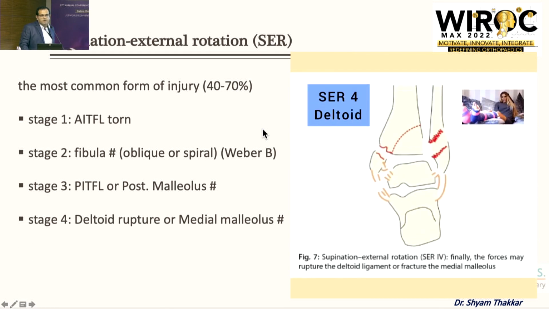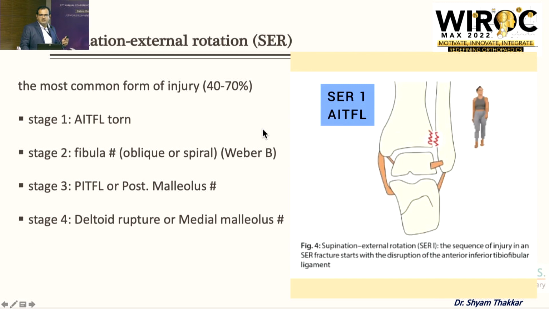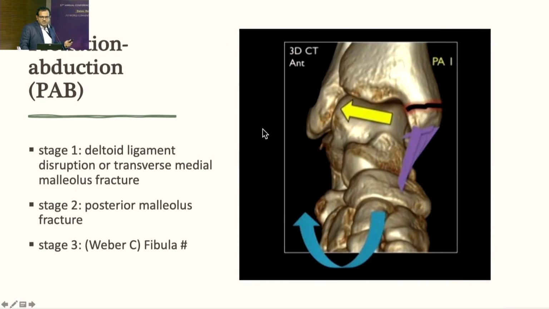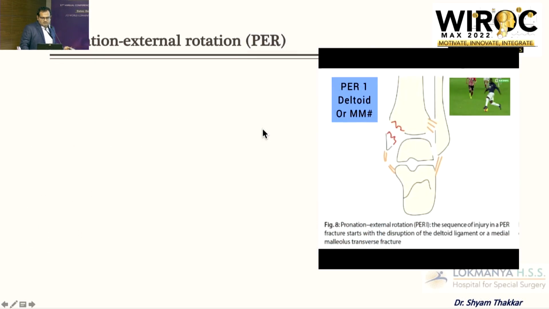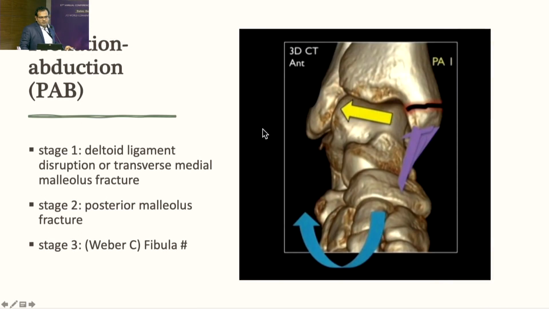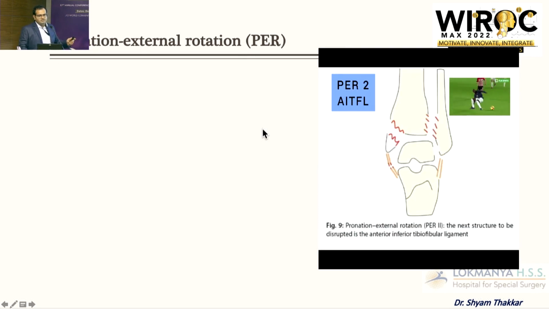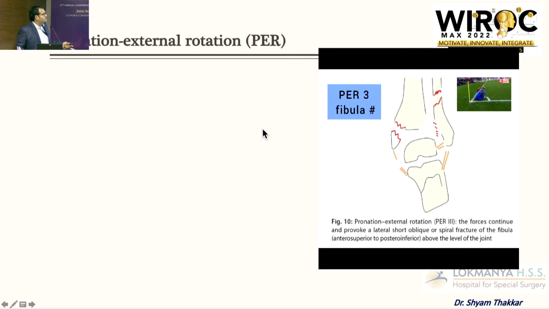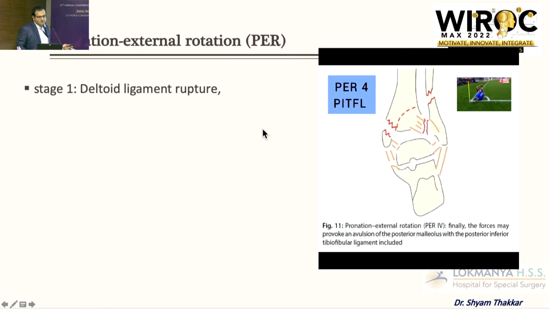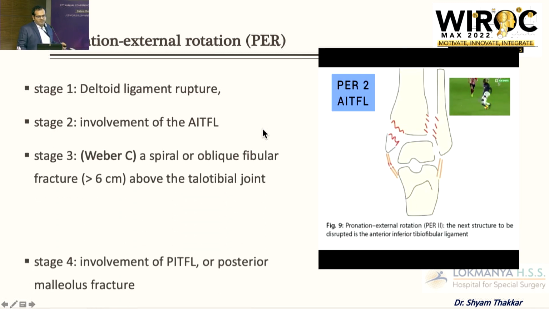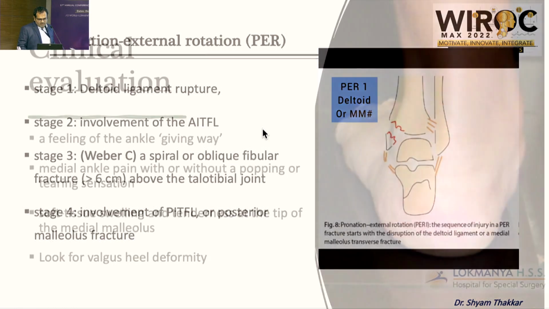So it is important to look at the ring concept of the ankle, which goes either from medial to lateral or lateral to medial. Pronation abduction, pronation starts with the medial side first and goes to the lateral side. Again, the pronation external rotation starts with medial. So pronation starts with medial, supination starts with lateral. So in pronation external rotation, there is a deltoid injury first or a medial malleolus fracture, followed by AITFL, fracture of the fibula, and followed by the posterior malleolus.